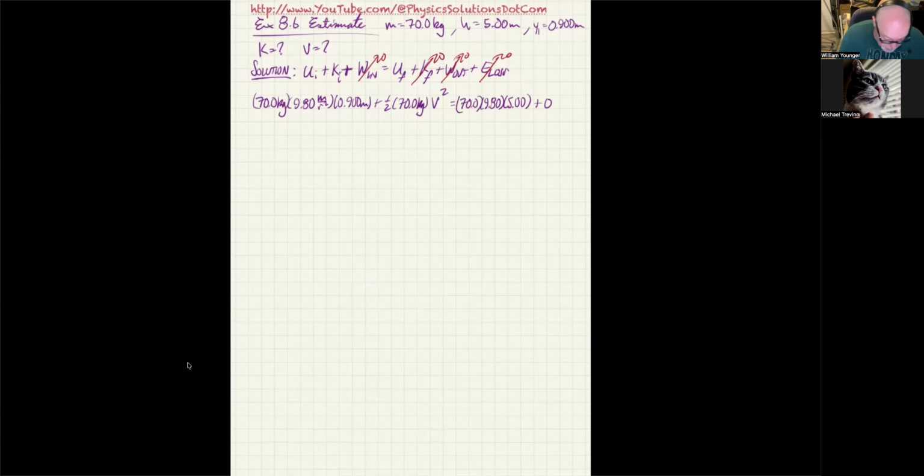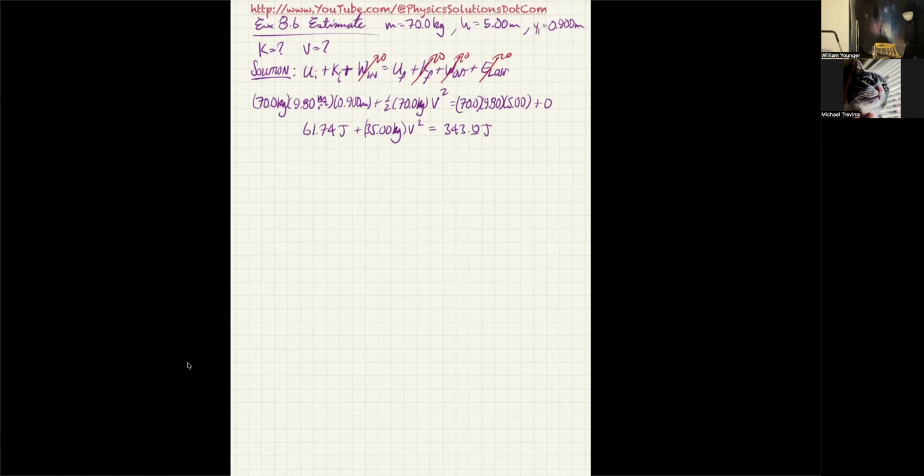So I'm going to go ahead and compute what 70 times 9.8 times 0.9 is, and that's 61.74 joules, plus 35.00 kilograms times V squared is equal to 70 times 9.8 times 5, and that's equal to 343.0 joules.